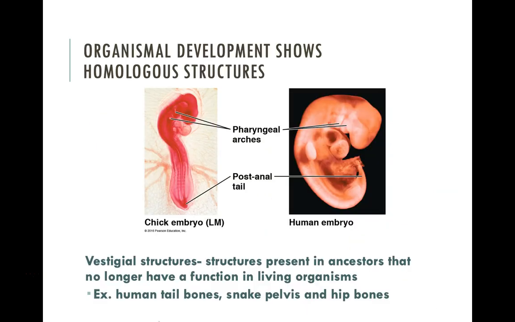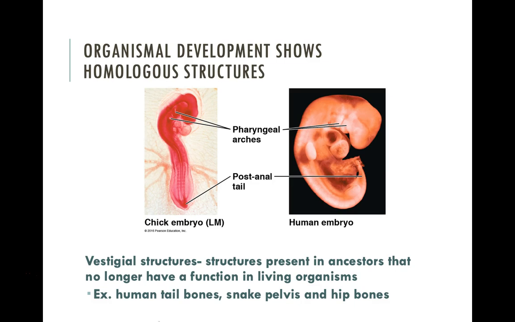So we can see them in the homologous structures in the fully developed organism, but we can also see homologous structures in development. So organisms that are more closely related tend to develop via the same pattern and show structural similarities throughout their development. So here we have a chick embryo and a human embryo. And you can see that they actually look quite similar. They have some structures that are present.